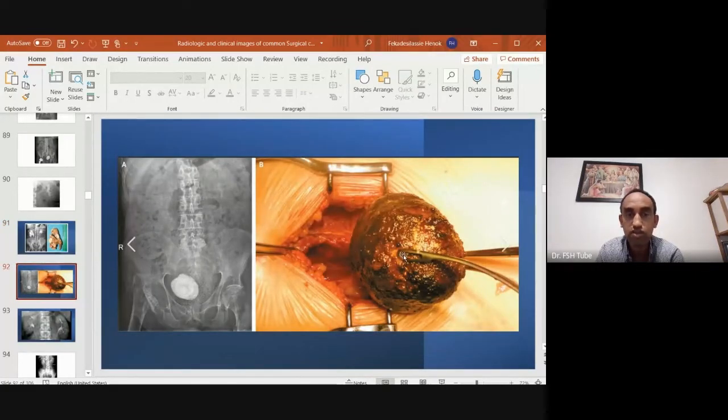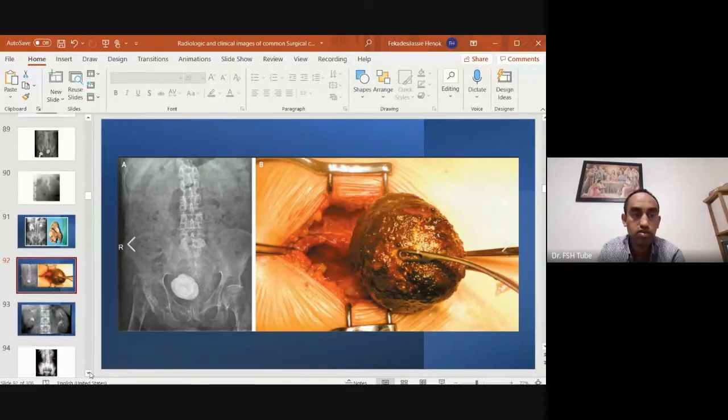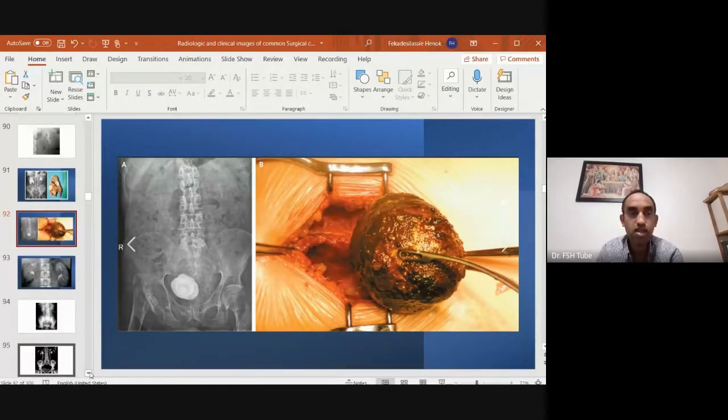So this is a bladder stone. This is how they take it out. Open cystostomy, suprapubic cystostomy. You grab it, you take it out.